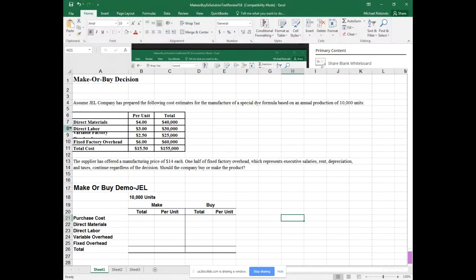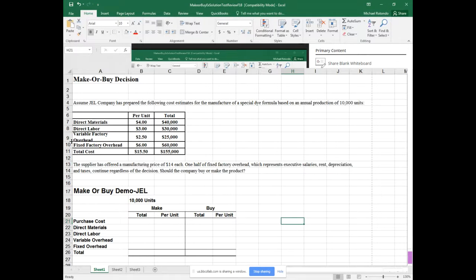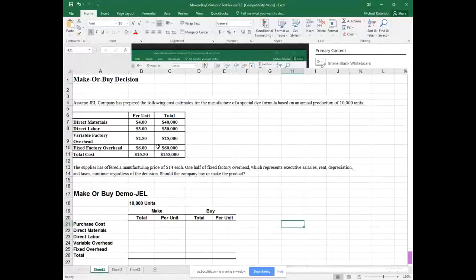So we can see here that they have direct materials, $4 per unit, totaling 40,000. Remember, this is based on 10,000 units. Direct labor of $3 per unit, variable factory overhead of $2.50, and fixed factory overhead of $6. So based on the 10,000 units, it costs them, including the fixed costs, $15.50 per unit, or $155,000 to make it. So a supplier comes along and offers a manufacturing price of $14 each.